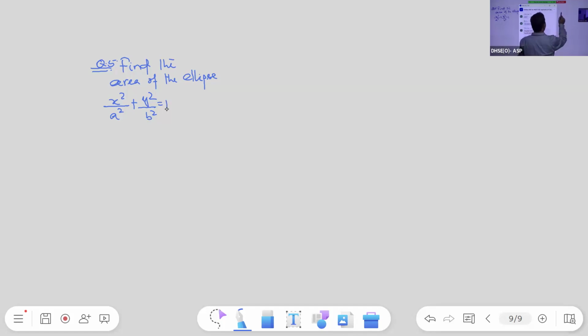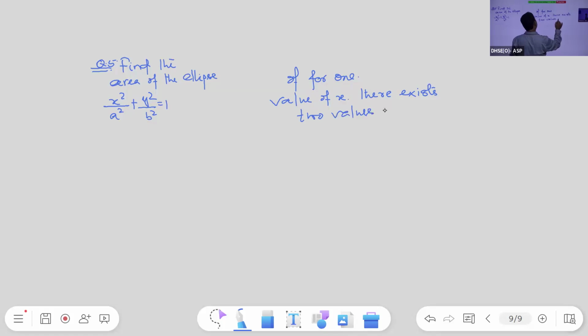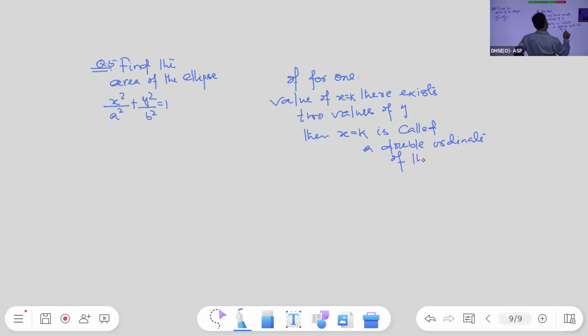Yes, double ordinate. If for one value of x, suppose x is equal to k, there exist two values of y, then x is equal to k is called a double ordinate of the curve. Right?